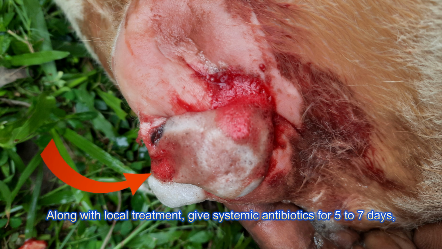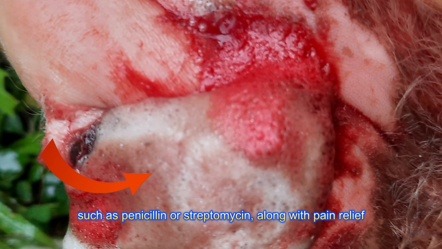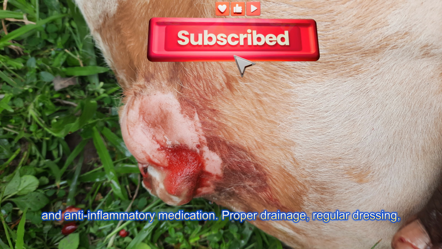Along with local treatment, give systemic antibiotics for 5 to 7 days, such as penicillin or streptomycin, along with pain relief and anti-inflammatory medication.